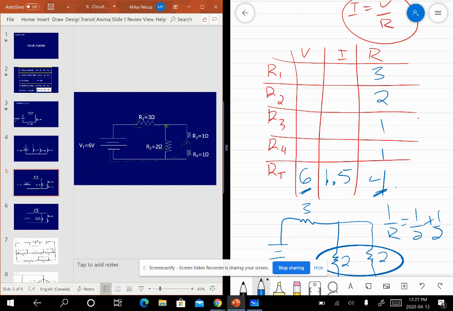So through R1, I'm going to have 1.5 amps again. And then I just got to go 1.5 times 3 is 4.5 volts. I think maybe I should check that on my calculator. I think that's right. 1.5 times 3 is 4.5. That's just using V equals I times R. That's just arranging that formula to solve for V.